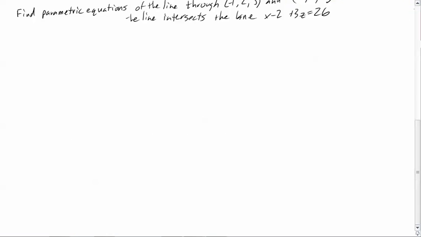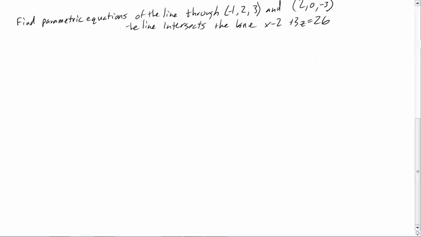What we're going to do now is find the parametric equation of the line through (-1, 2, 3) and (2, 0, -3), and hence we will find where the line intersects the plane x - 2y + 3z = 26. Alright, so let's see if we can figure out how to do this.